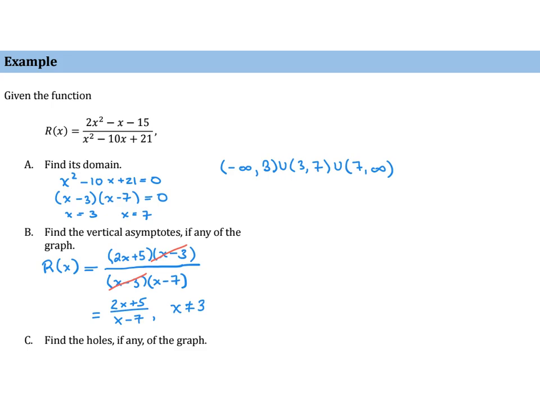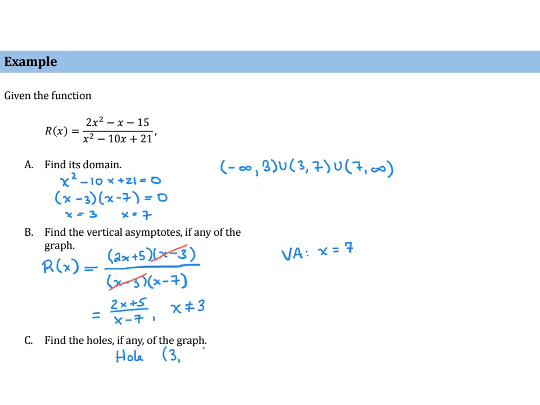Now, what linear factors do we have in our denominator still? x minus 7 is our linear factor, and so it stayed, and therefore that is our vertical asymptote. So our vertical asymptote is x equals 7. That means that the hole corresponds to x equals 3.